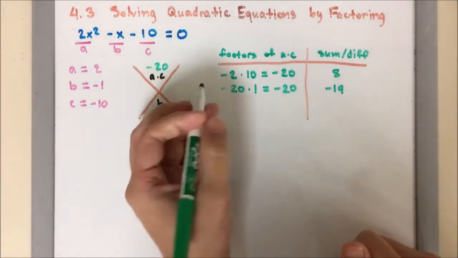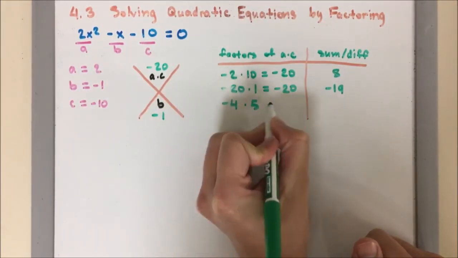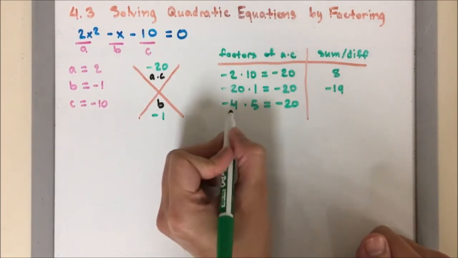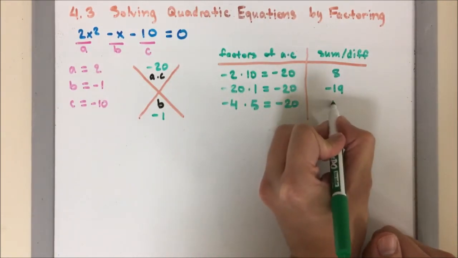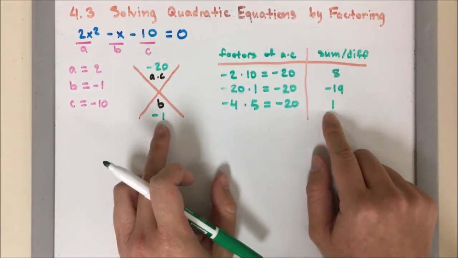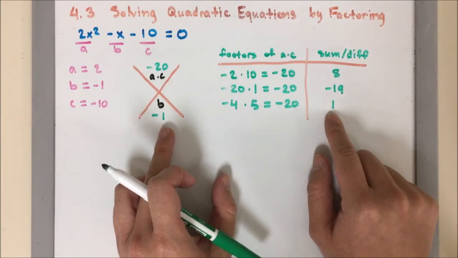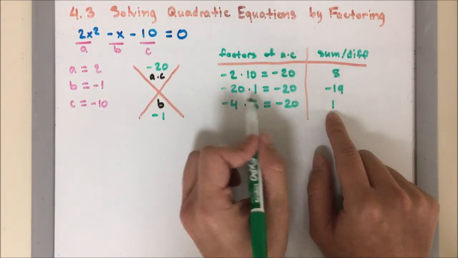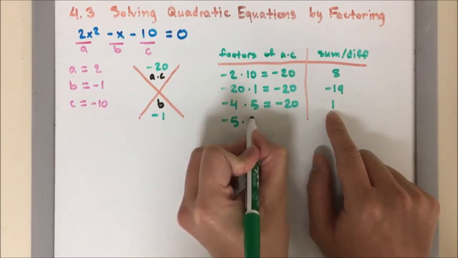Alright, let's try negative 4 times positive 5. When you multiply, it will give me negative 20. And then when I combine negative 4 with positive 5, my sum and difference is positive 1. Now, it's very close to the B value because it's the same number. It's just the opposite sign. So if it's the opposite sign, that means that I can just switch the negative to the other factor. So I'm going to have negative 5 times positive 4.